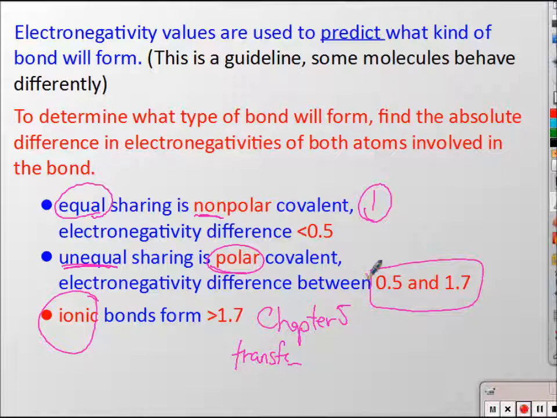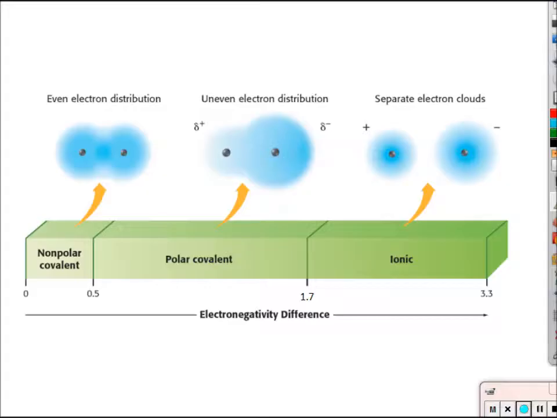Your book says something like 2.1 here. Use this number of 1.7. It is more correct if you look at any other literature besides your book. So use the 1.7. And again, change this in your book. It should be 1.7, not 2.1.